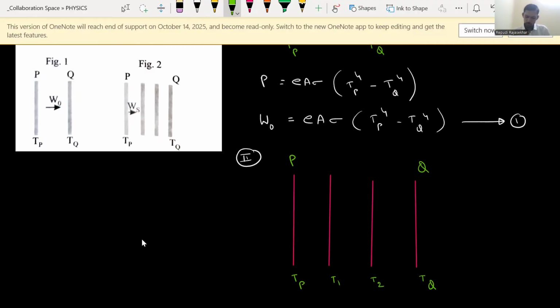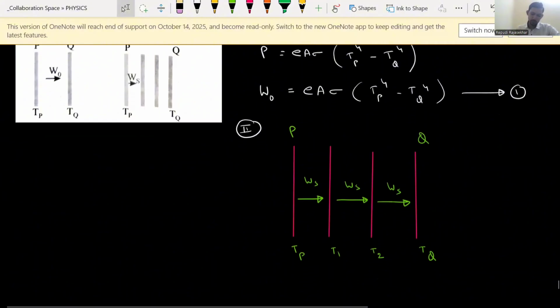Obviously they also should have certain temperatures, right? Then only heat is flowing. Heat flows from P to the first plate and then the second plate, then finally heat reaches the plate Q. So the temperatures are given here. How much is the rate of flow of heat? Let us take it as Ws. That means here also it is Ws, and here also Ws.